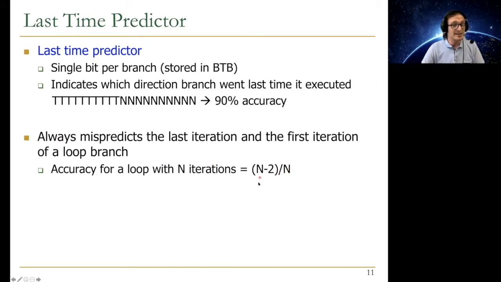So for accuracy for a loop branch with n iterations, (n minus 2) divided by n because of this reason. Now, this is not a problem if n is large. If n is like 1 million or 1 billion, right? You have a lot of iterations in your loop. You're iterating over a large array, for example. Not a problem. You get close to 100% accuracy.